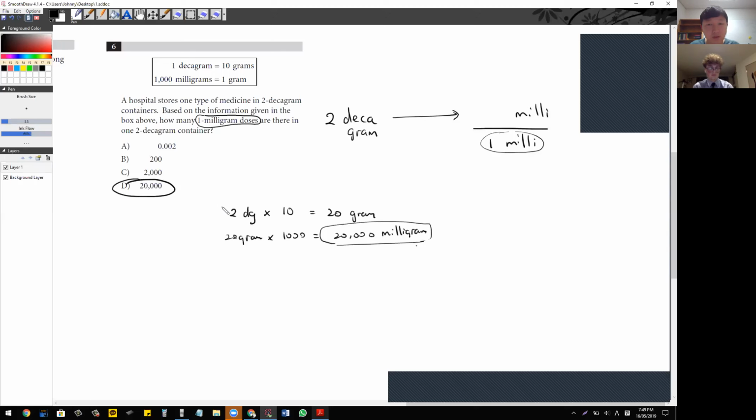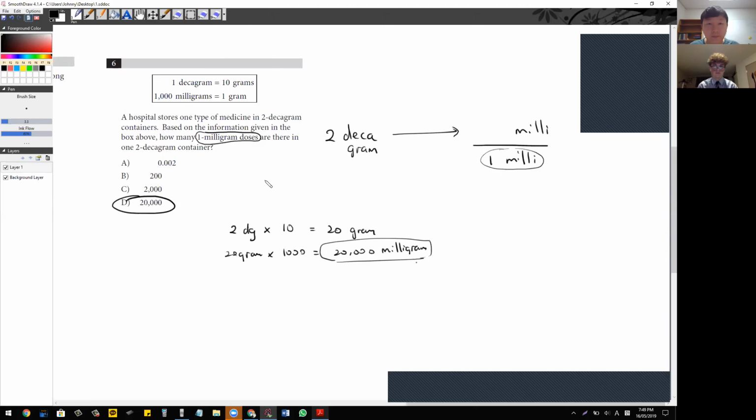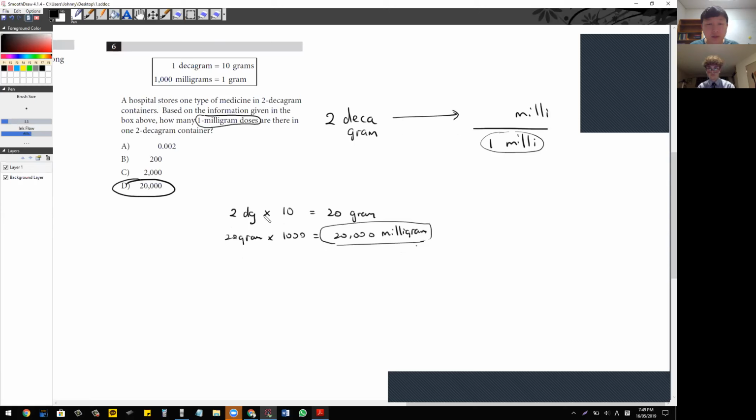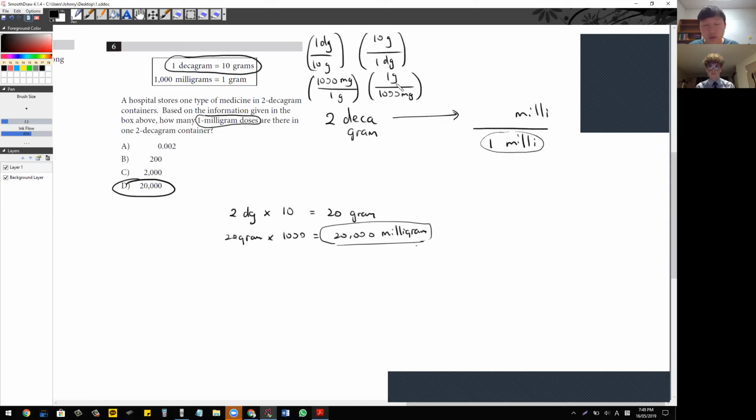It's good practice, for some identity like this one, which is a unit conversion, to write it like this: 1 decagram equals 10 grams. Or you can write it as 10 grams over 1 decagram. You can write this one as 1,000 milligrams over 1 gram, or as 1 gram over 1,000 milligrams. So I'll show you how this is useful, okay?